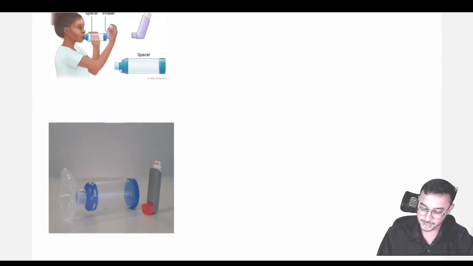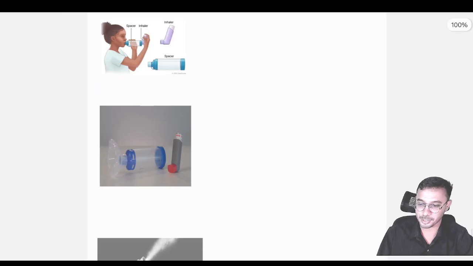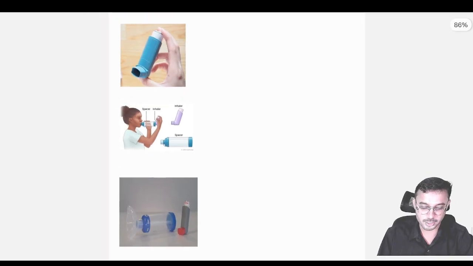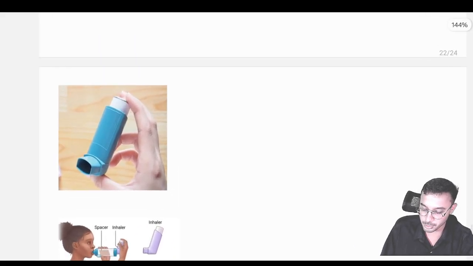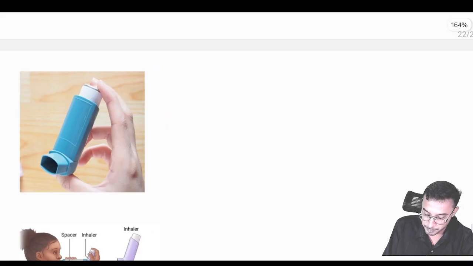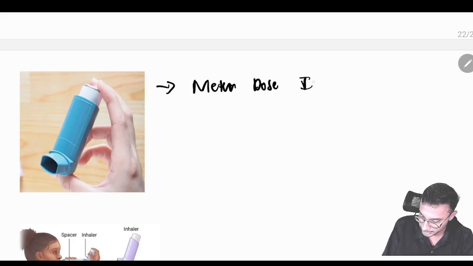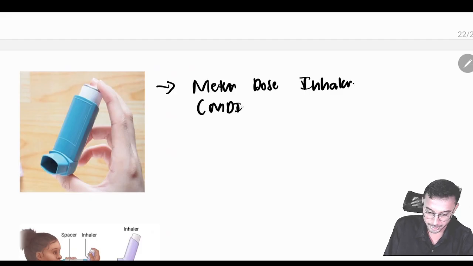And these are all very important IPQs in the respiratory system. These are all used in asthma. What I have mentioned over here is the meter dose inhaler. That is also called MDI. Okay, so this is the meter dose inhaler.